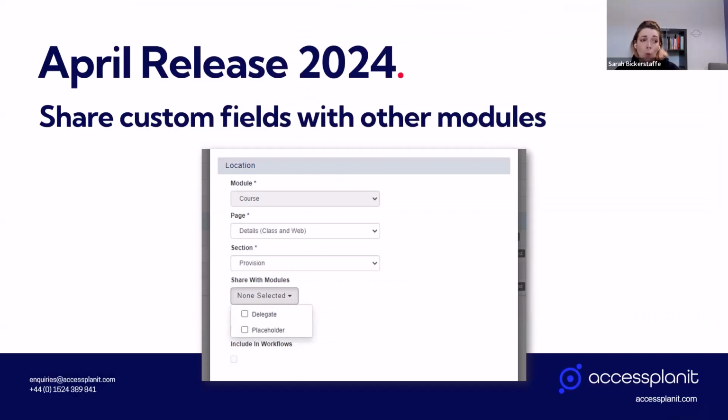Next up, we have the ability to share custom fields across modules. This feature is already available for certain ones like user fields across delegates, but we have added this sharing functionality across a lot of our other custom fields. Custom fields allow you to store specific information against an item in accessplanit, like a delegate or a course date, for example, but it's not a standard field in the platform.